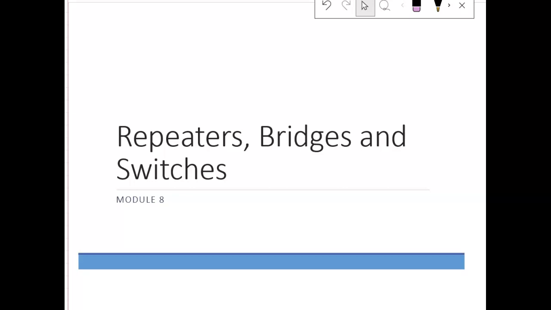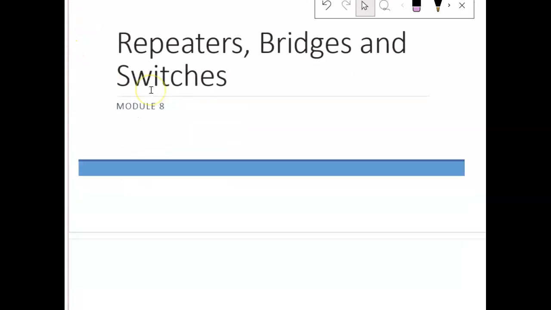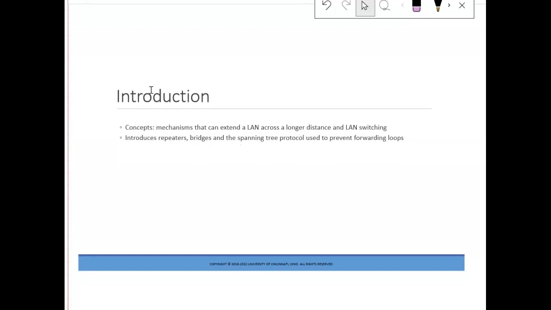Repeaters, bridges, and switches. The module covers the concept of extending the distance across a local area network. We will cover the physical devices, repeaters, bridges, and switches, plus discuss the spanning tree protocol. Our final topic will be a description of virtual switches used in a local area network.